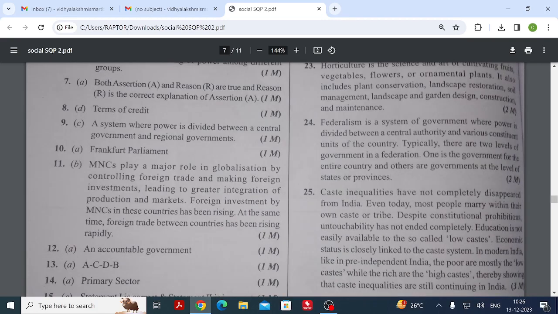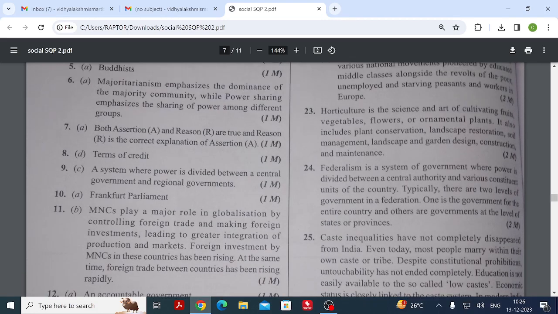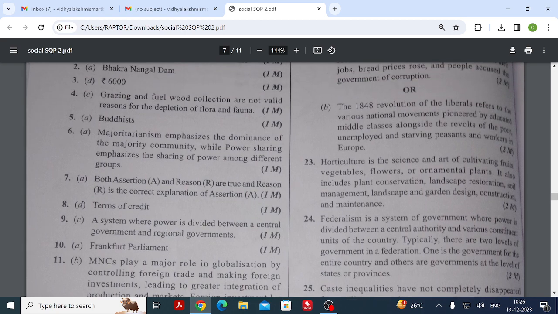Now you see, in 1848, the revolution of the liberals refers to the various national movements pioneered by the educated middle classes alongside the revolts of the poor, unemployment, starving peasants and workers in Europe. Listen, they have given a very generalized answer. But you can mention the characters and events when writing. Understood?